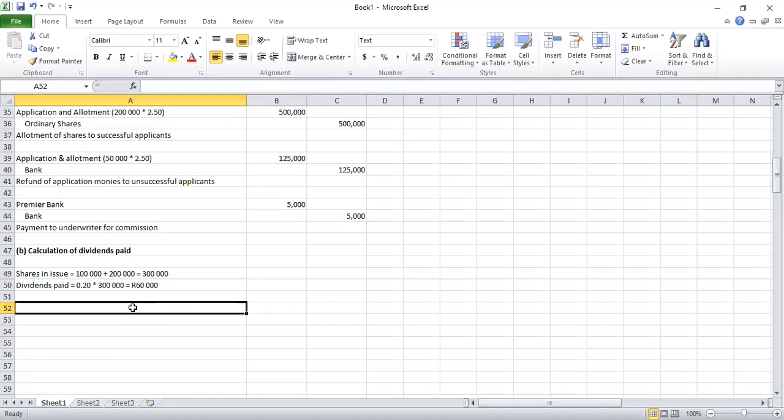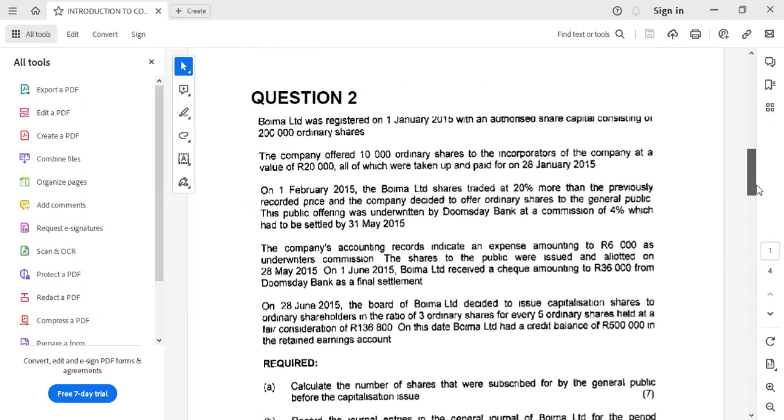So those are the dividends paid. Any questions? If we don't have any questions, I'll move on to number 2.